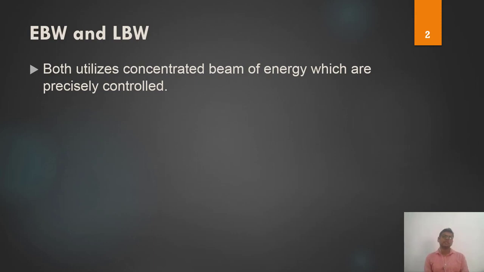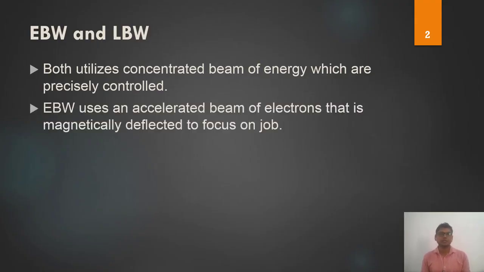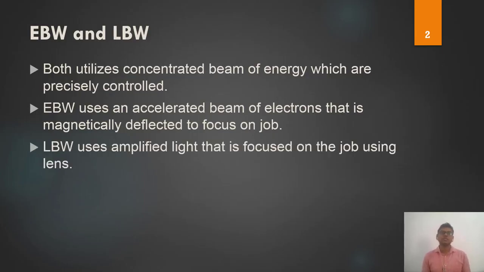Both types of welding utilize a concentrated beam of energy which is precisely controlled. Generally in EBW, obviously it is using an electron beam which is accelerated and is deflected with the help of magnets to focus on the job, because an electron is negatively charged, so it can be deflected easily. In laser beam welding, we are using a laser, which is known as amplified light, and that is focused with the help of a lens on the job.